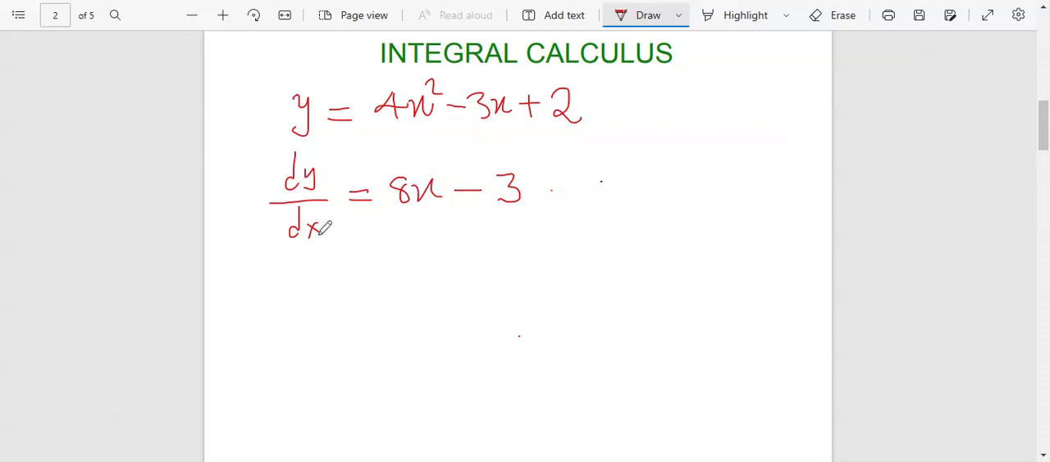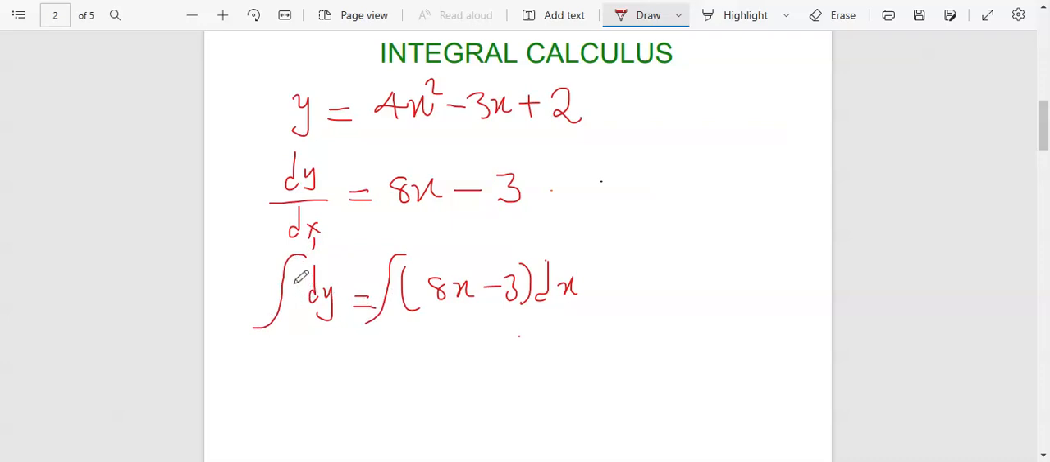And then what I'm going to do is, I don't want to have a fraction, so I'll multiply both sides by the dx which is in the denominator. So I'm going to remain with dy being equal to 8x minus 3 dx. And then I'm going to introduce the integral symbol on both sides. Integral this side, integral this side.